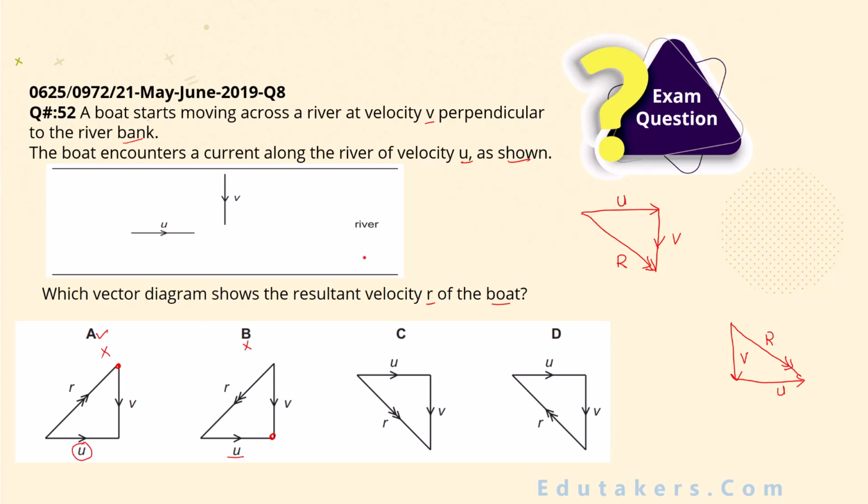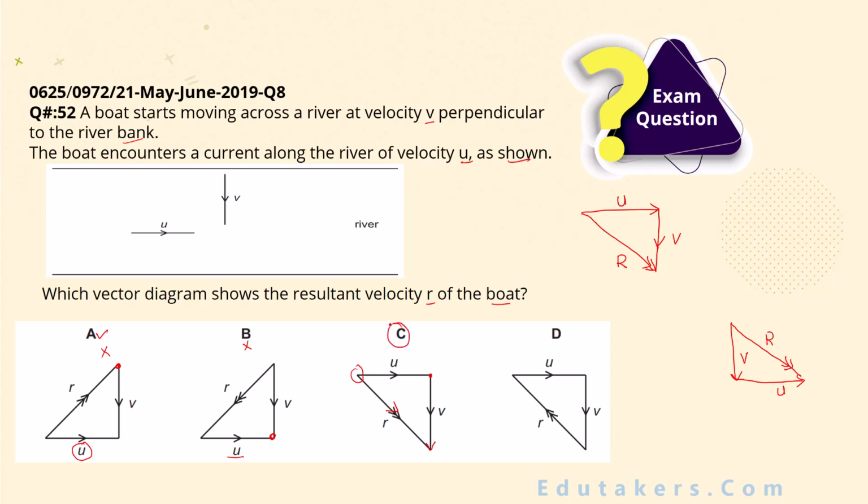We see option C. Here the vector u is horizontal and the v is drawn correctly. The tail of the second vector v coincides with the head of the first vector u. Then the resultant is also pointing from the tail of the first vector towards the head of the last vector. This is the direction of the resultant vector. So C is correct from here.